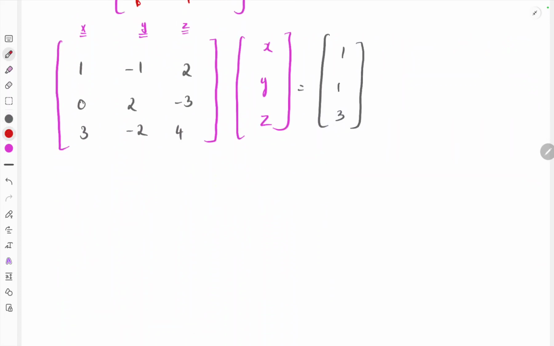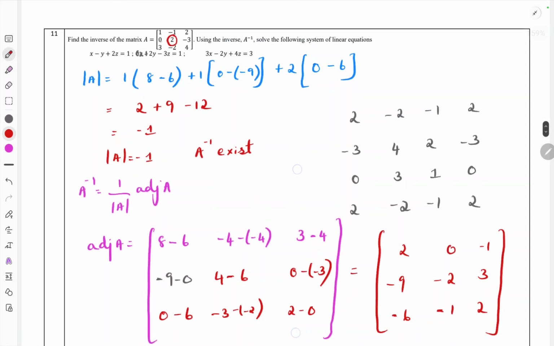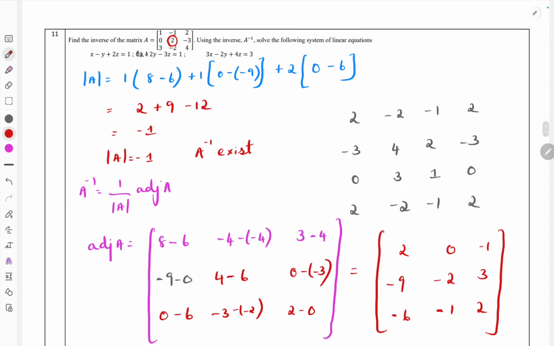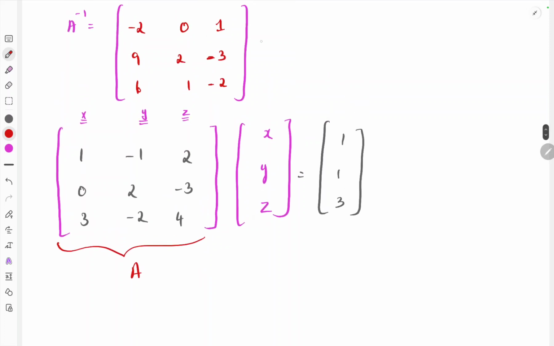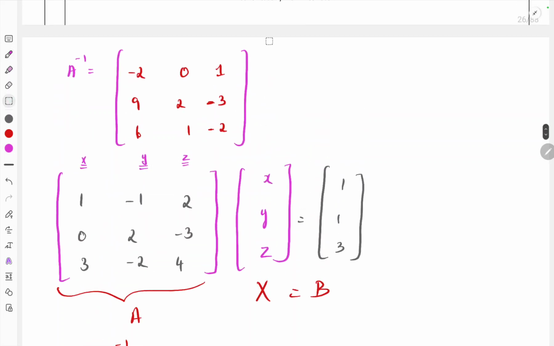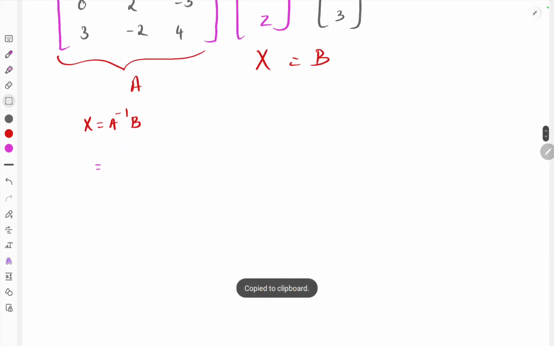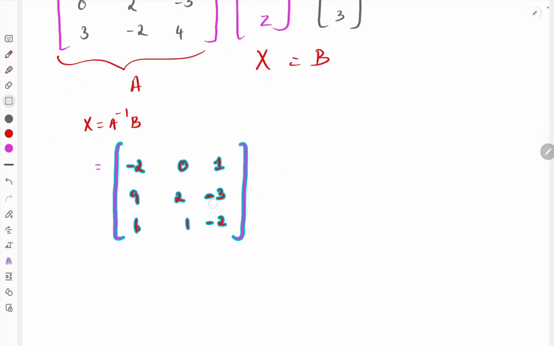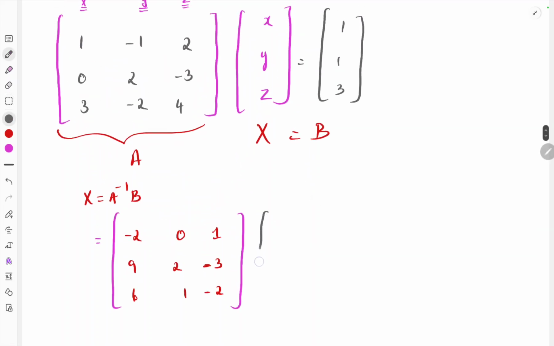Now if we see here, this is nothing but matrix A. Just now we found the inverse of that matrix. Matrix A, 1 minus 1, 2, 0, 2, minus 3, 3, minus 2, 4. So this is nothing but matrix A, and we just found A inverse. So this is matrix A X equal to B. And we know that X will be equal to A inverse into B. So A inverse we have already, I'll just copy this and paste it here. And the next thing here is matrix B, which is 1, 1, 3.